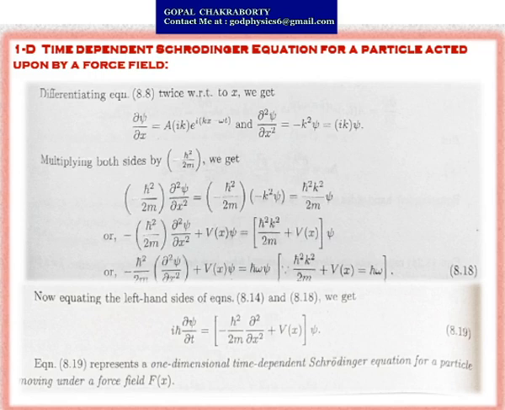Now equating the left hand sides of equations 8.14 and 8.18, because the right hand sides of these two equations are equal, what I get is i h cut del psi del t equals within bracket minus h cut square by twice m del 2 psi del x square plus V, whole times psi. This equation represents the one-dimensional time-dependent Schrodinger equation for a particle moving under a force field F.